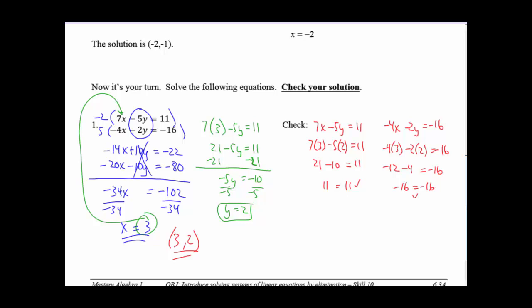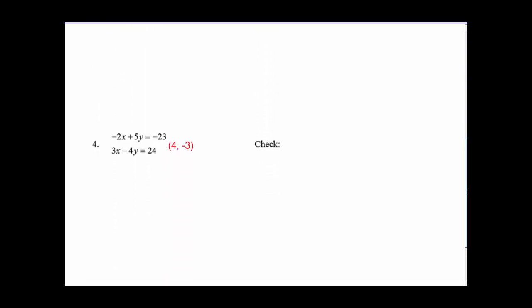Please finish, that was 6.3a. Please finish 6.3b. You have number 2, 3, and 4. That concludes elimination.